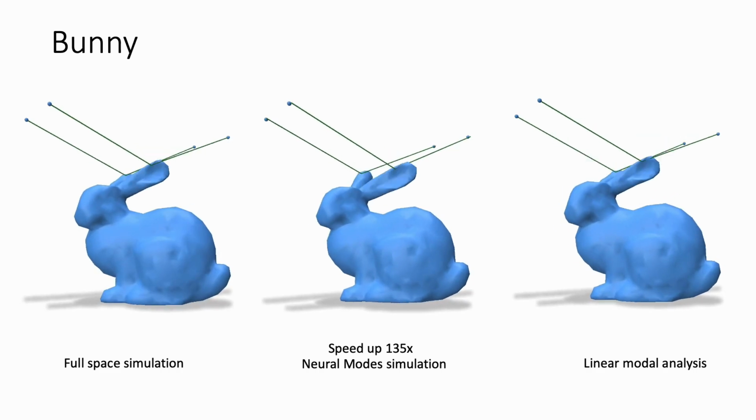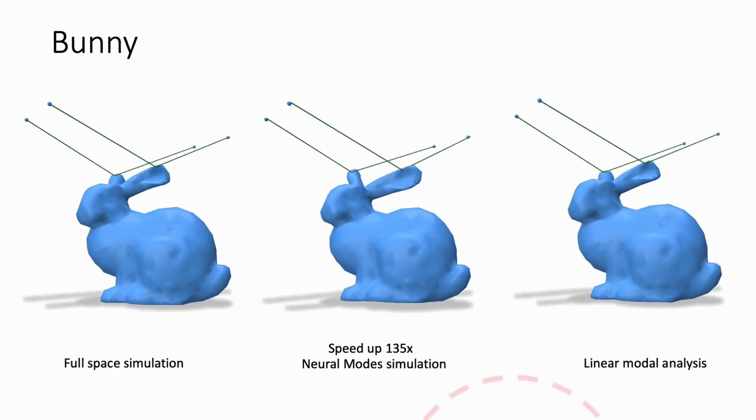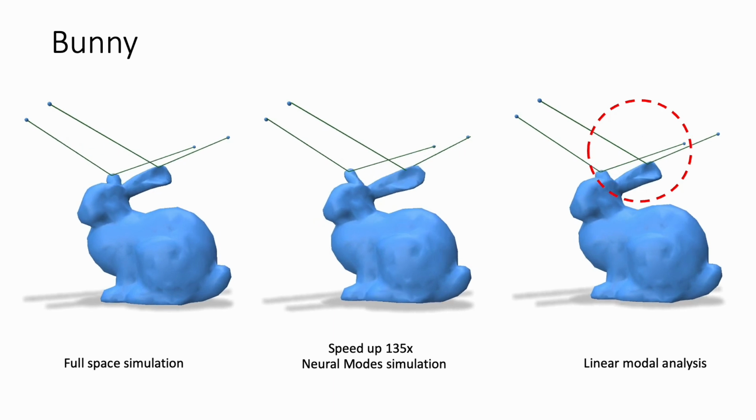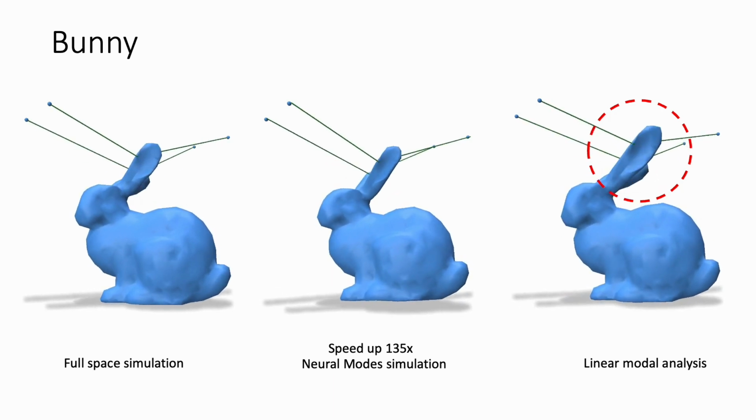In this third example, we perform subspace simulation on a bunny model and again compare it to full space simulation and linear modal analysis. As in the previous example, we observe distortion artifacts in the ears when using modal analysis. Neural modes produce smooth and visually compelling motions at a fraction of the full space simulation costs.